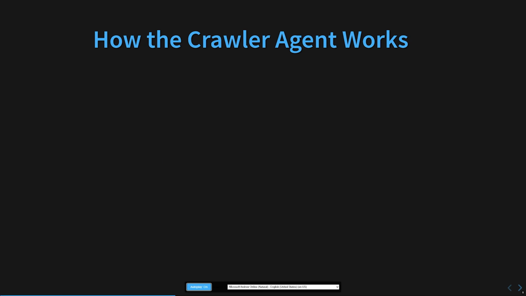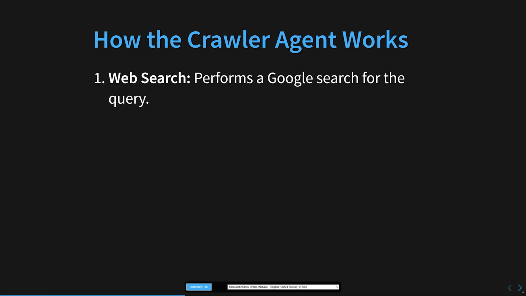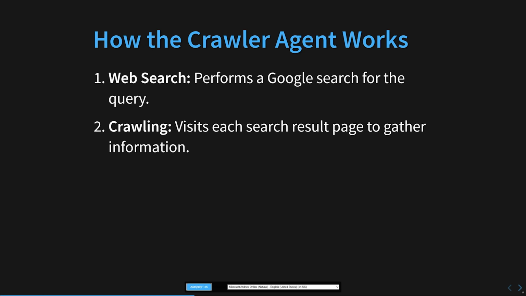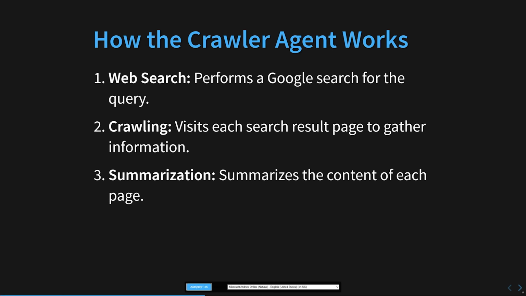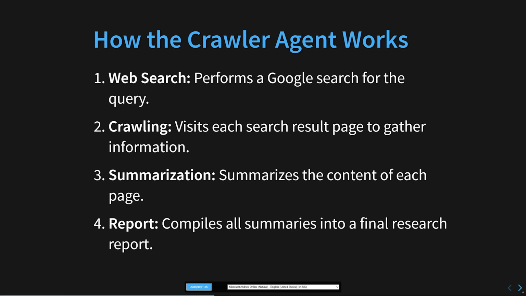So what's happening in the background? The crawler agent first performs a Google search. Then, it takes that list of web pages and begins a crawling process, visiting each page to extract and summarize the relevant information. You can even view the summary for each page as it works. Once it's done, it compiles everything into a final report.